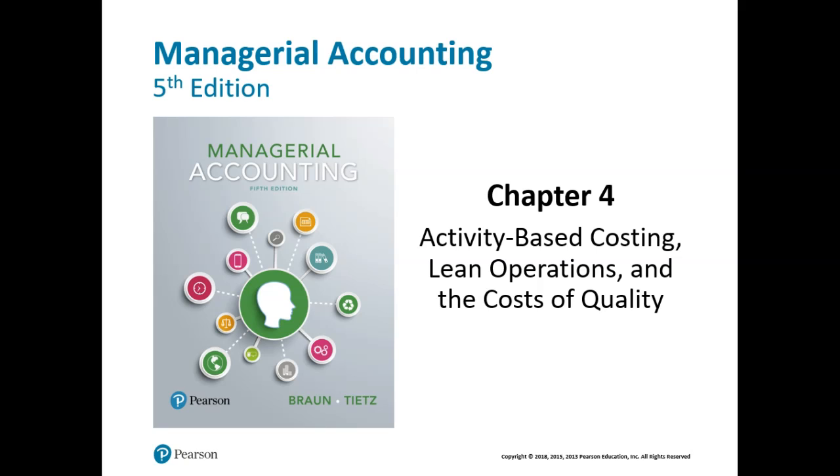Okay, Chapter 4, Activity-Based Costing, Lean Operations, and the Costs of Quality. ABC costing is a major innovation in managerial accounting, and it's something used to get a better idea of what's really causing your costs.